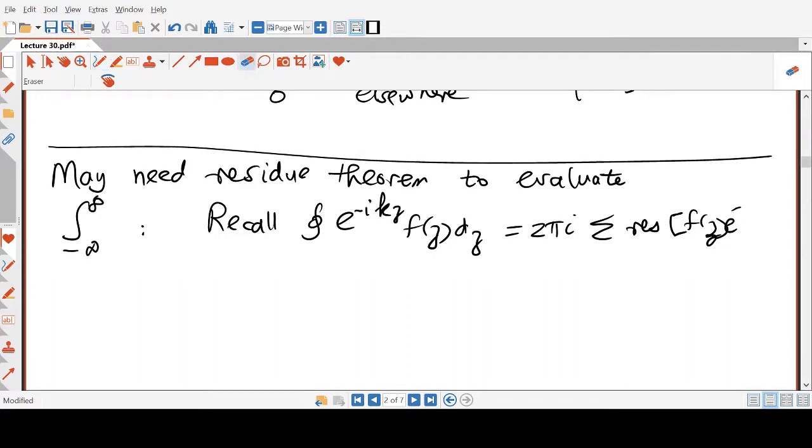Let me write this nicely. f of z e to the minus i k z at each of these singular points, z n. There could be many. In other words, to integrate something of this type, e to the minus i k z f of z dz, we use the residue theorem.